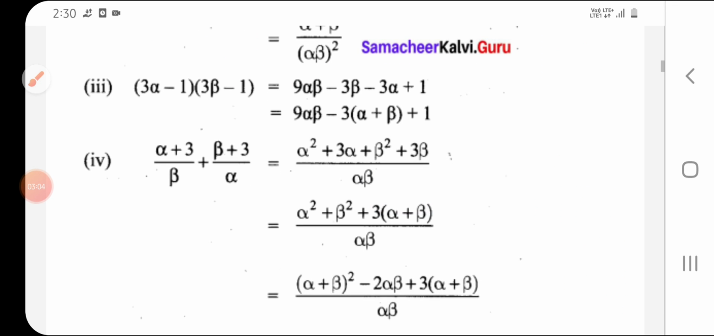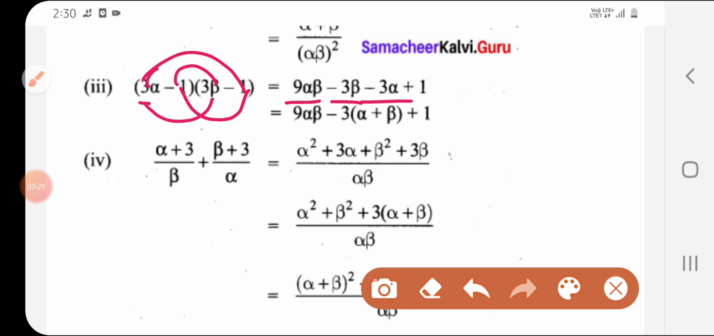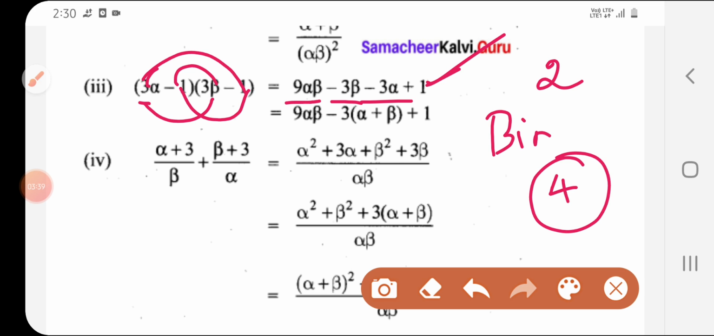Okay. Next subdivision 3, 3 alpha minus 1, 3 beta minus 1, we need to multiply. It is very simple. 3 alpha into 3 beta, it is 9 alpha beta. Then 3 alpha into minus 1, so minus 3 alpha. Minus 1 into 3 beta, minus 3 beta. Minus 1 into minus 1, which is plus 1. When we multiply two binomial terms, we will get 4 terms totally. Okay. So here we have 4 terms.